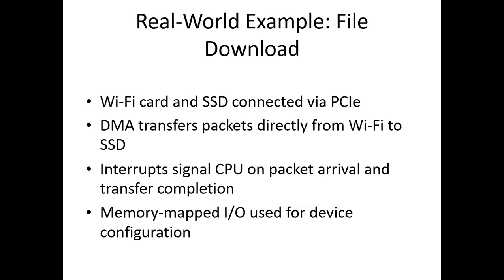Alright, so let's apply what we've learned. Assume a laptop downloading a large file over Wi-Fi, right? The devices involved here are the Wi-Fi card and then the SSD. We have the PCIe bus, and the transfer is done using direct memory access. And then the addressing is likely memory mapped. Now, what happens during the interrupt? The Wi-Fi signals when the data arrives, and then the SSD notifies when the write is complete. So the result is a smooth download with minimal CPU overhead.